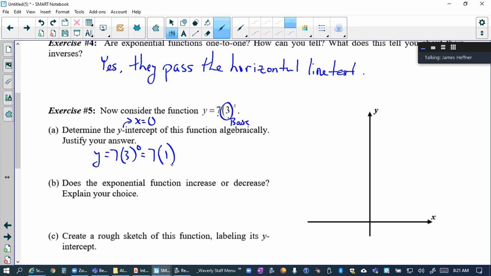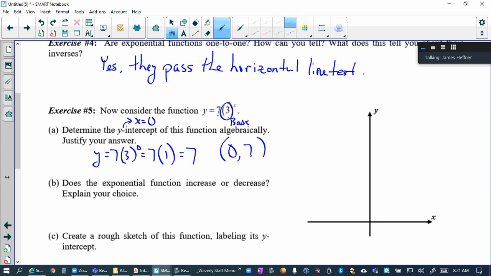7 times 1, so that's 7, right? So what are the coordinates, the x comma y of our y-intercept? What comma what? 0, 7. 0, 7, right?